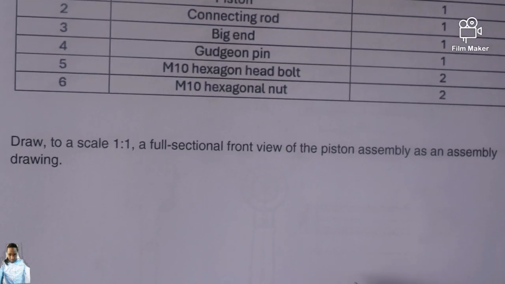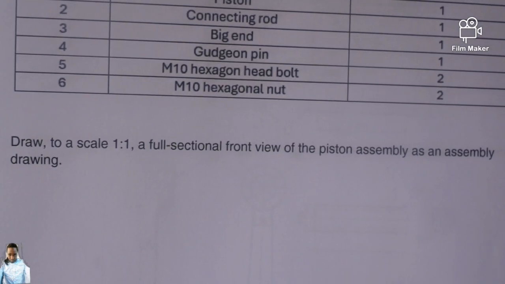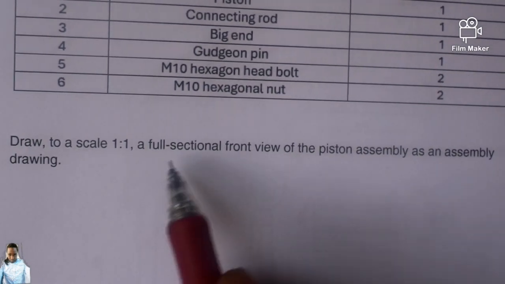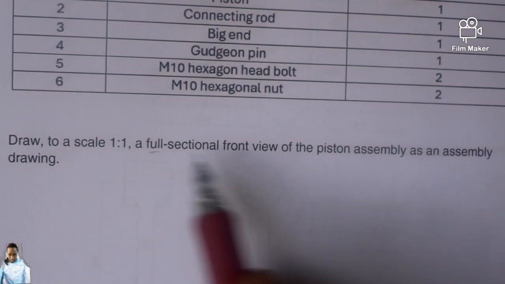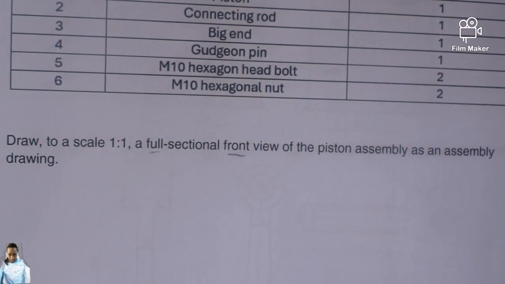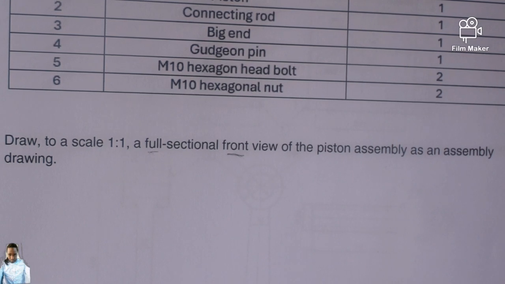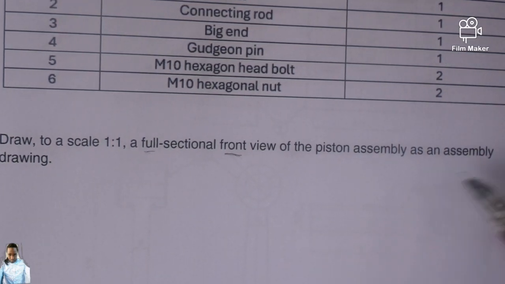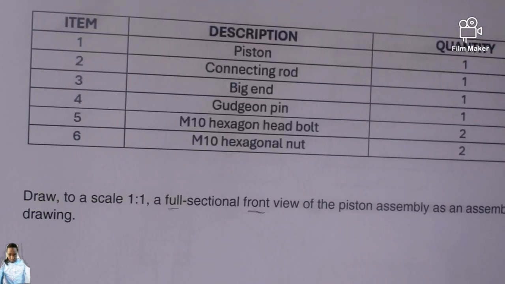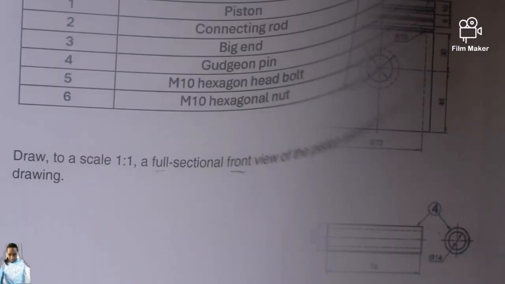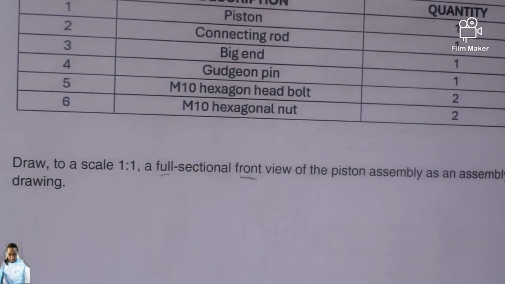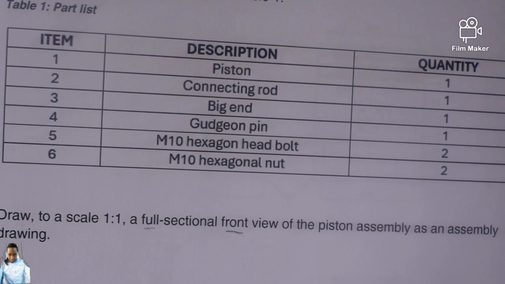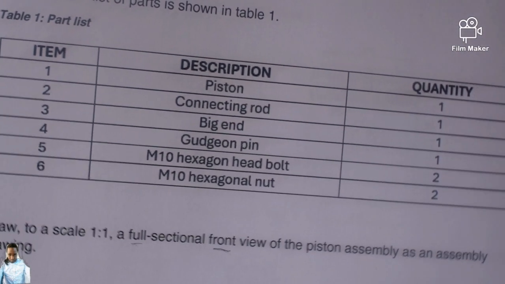So the question is as follows: draw to a scale 1:1 a full sectional front view of the piston assembly as an assembled drawing. So that's what the question says. Now we are given items 1 to 6. As I've said, it usually becomes simple for me if I have a hard copy.